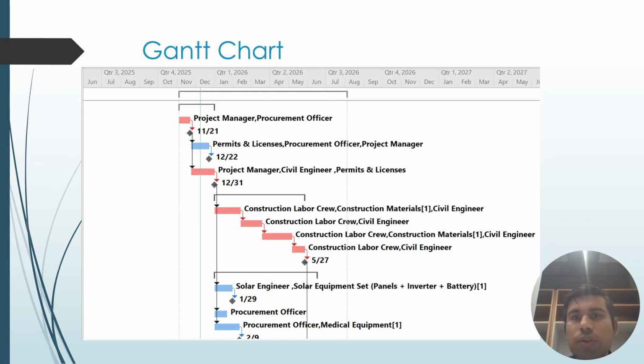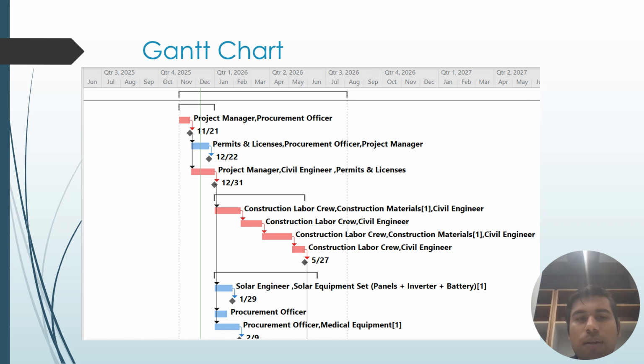This Gantt chart shows the early planning and construction phase of the project from late 2025 to mid 2026. This project begins with the project manager and procurement officer, followed by the permits and licenses in December, the civil engineer and construction labor team, then led by the main building work, supported by material supply.